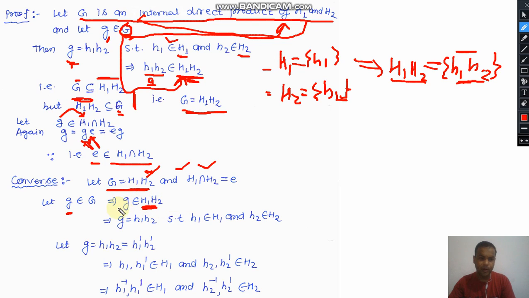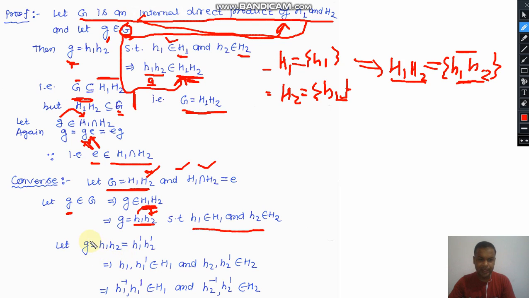So the nature of this g is that it is generated by the product of two elements. The first element will come from H1 and the second element will come from H2. So this g can be obtained by the product of two elements h1 and h2, where the first belongs to capital H1 and the second belongs to capital H2, which is mentioned here.